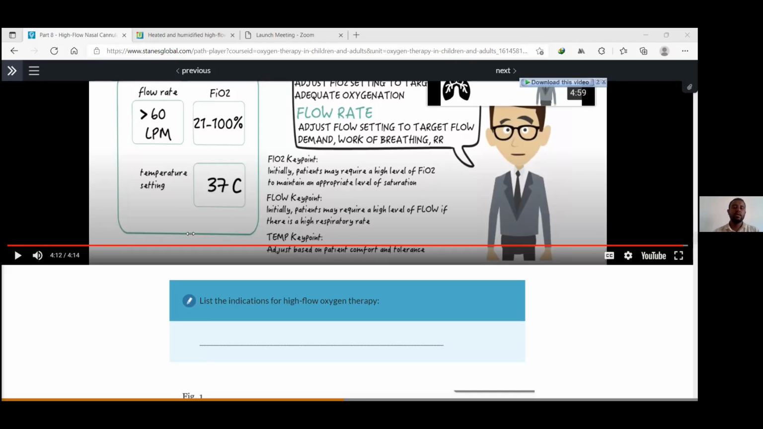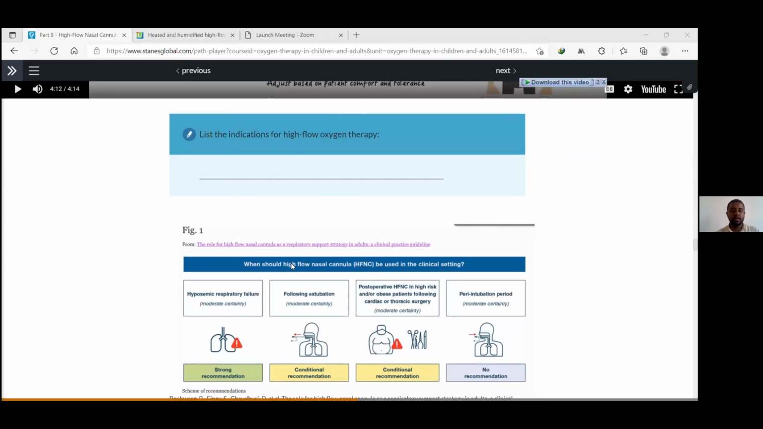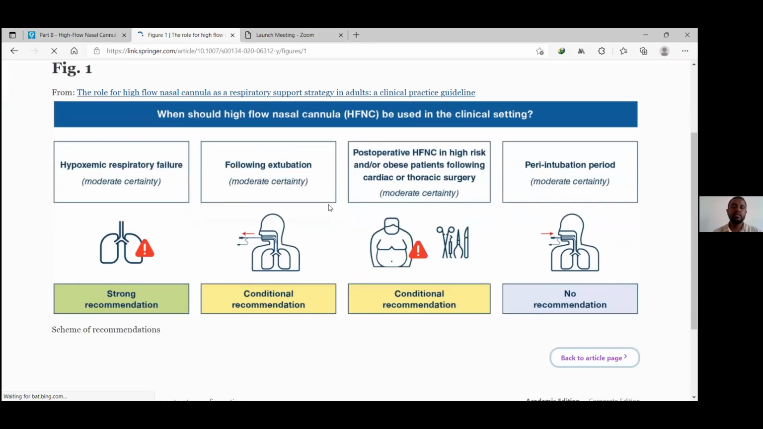Let's go over the answers together. Okay, thank you all. I think we have a figure here which clearly sets some of the indications for high flow nasal cannula. I think most of you have mentioned it in the chat box.